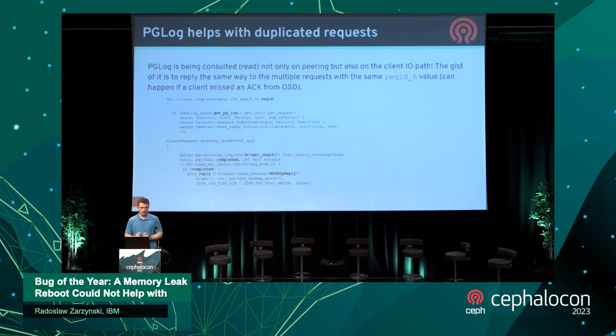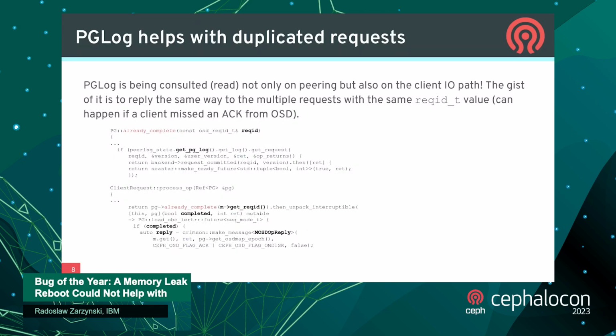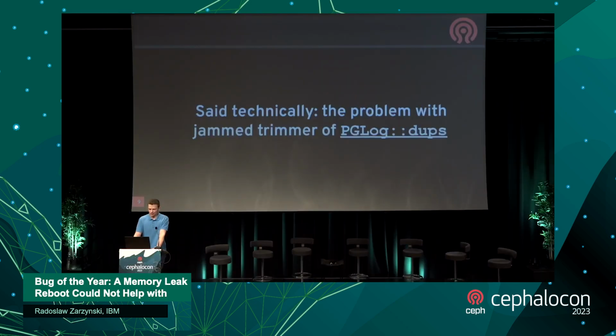And if it's finished, what's the return code? Whether we should succeed, whether we should say EINVAL, that's actually taken from the PG log. Those snippets are taken from the Crimson project. It's not the classical OSD. I think I know Crimson better than the classical one. That's the motivation. OK, we know what the PG log is, but let's go finally to the dups part of it.